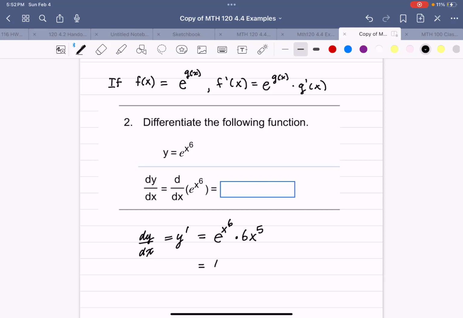A little cleanup would be either to put the 6e to the x to the 6th times x to the 5th, or in lots of cases, you would see 6x to the 5th, e to the x to the 6th. But all of these are the same, and any of those are equally correct.